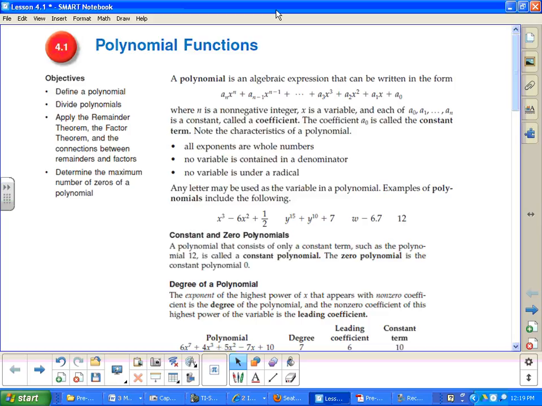All right, polynomial functions. Here's one more. This chapter on polynomials is going to be another one that, similar to what we've done in Algebra 1, Algebra 2, is just getting a little bit deeper into it. So, reminder what a polynomial is.